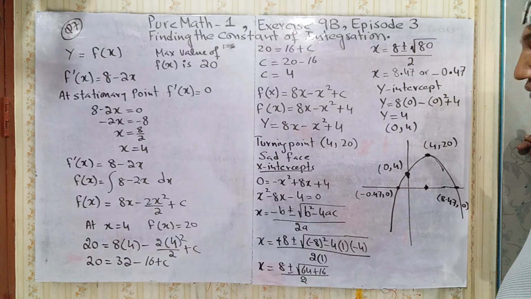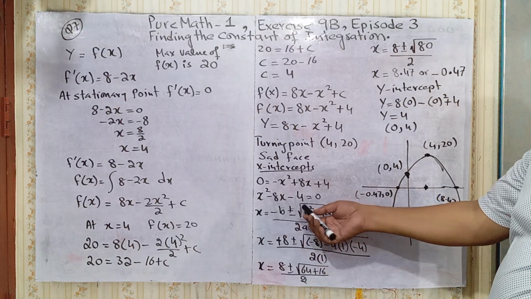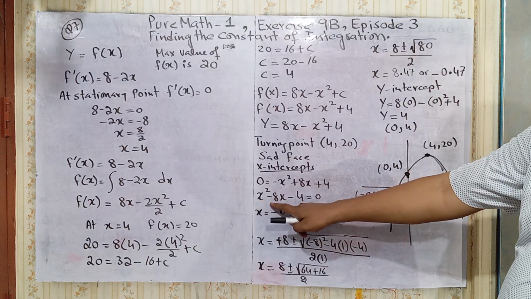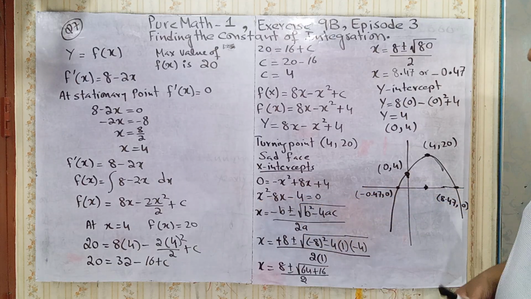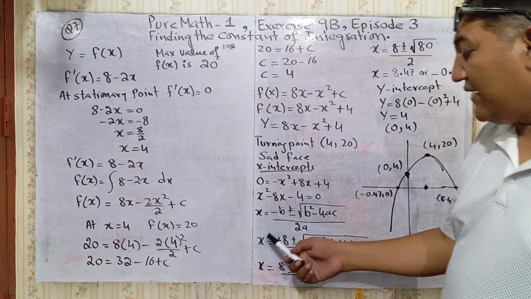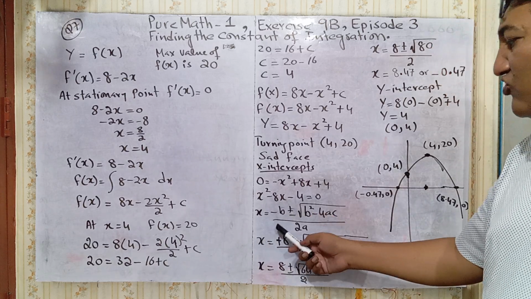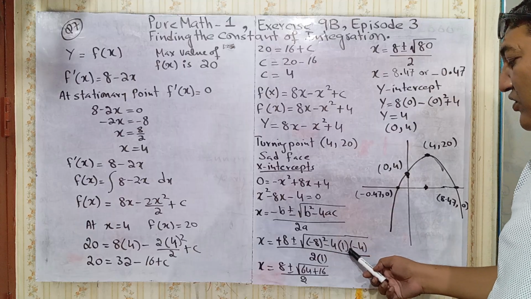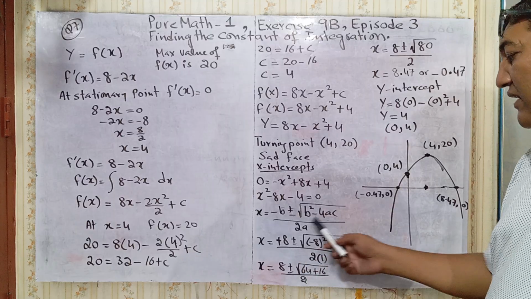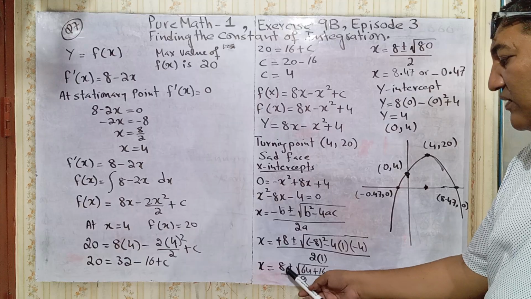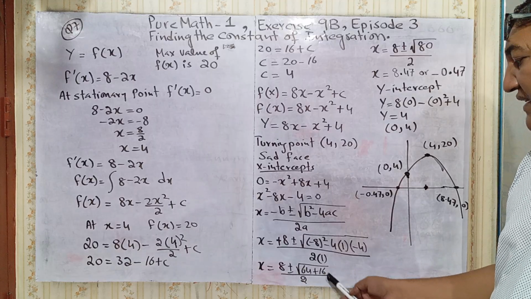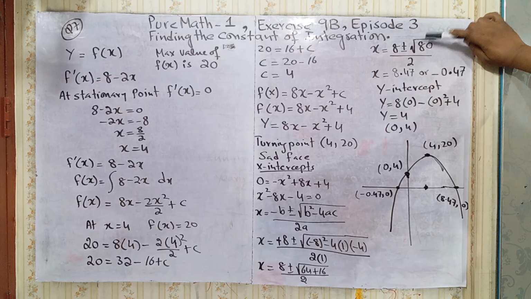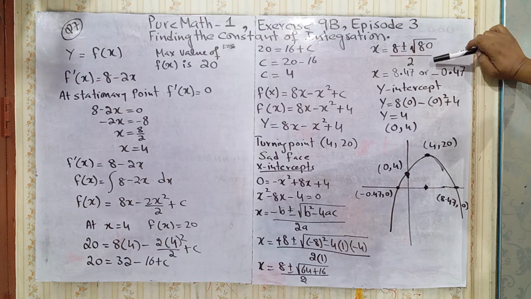Then I apply the quadratic formula: minus b plus minus under root b square minus 4ac, divided by 2a. The a is 1, the b is minus 8, and the c for the quadratic is minus 4. Okay, then I will put those values. This will become plus 8 plus minus under root of minus 8 whole square minus 4 into 1 into minus 4, the whole thing under root, divided by 2. So this will be 8 plus minus under root 64 plus 16 divided by 2. So you will have x equals 8 plus minus under root 80 divided by 2.